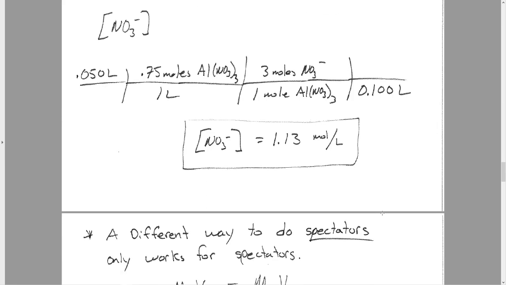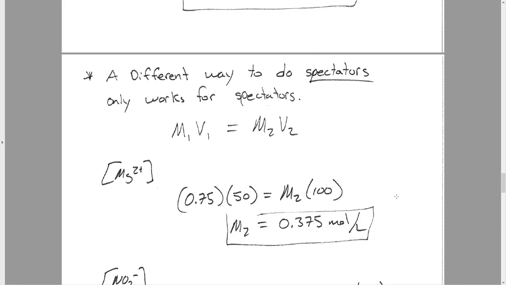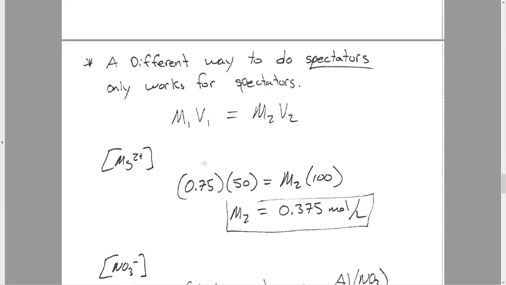So the other way to do it, and this works just for spectator ions, is essentially all we're doing is diluting the concentration of the spectator ions. The moles dissolved are staying the same, but you're increasing the volume of the solvent. When you do that, that's dilution. So because the moles stay the same for the spectator ions, you can use M1V1 equals M2V2. Here was our initial molarity of magnesium and our initial volume, and this is our final volume, and then we solve for M2, and notice we get the same answer, okay?